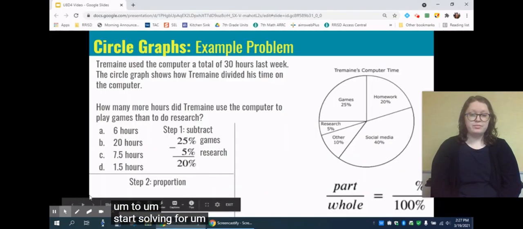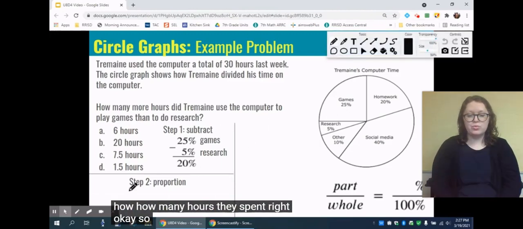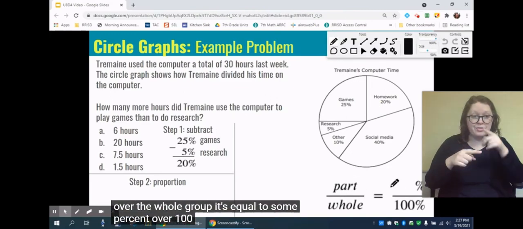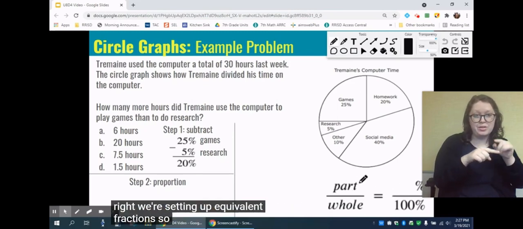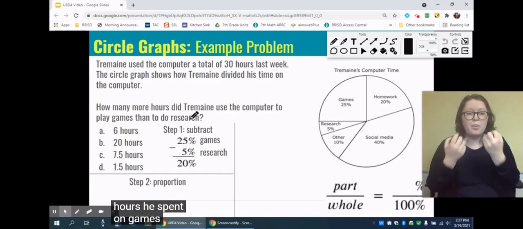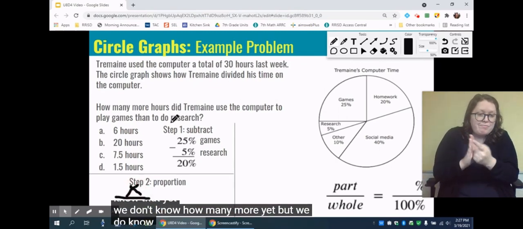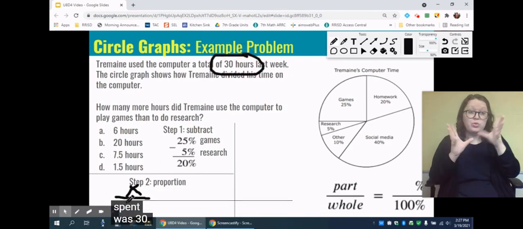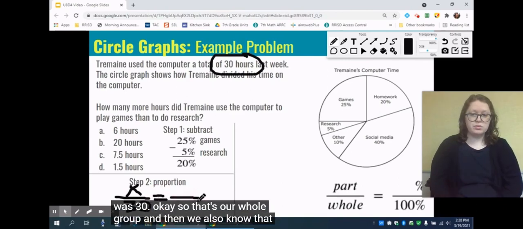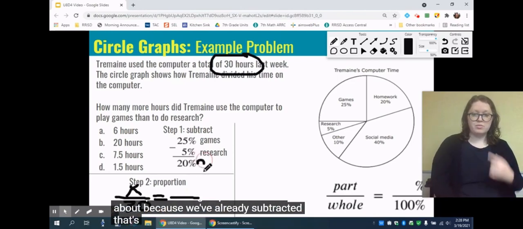To start solving for how many hours they spent, we know that for a proportion, it's the part of the group over the whole group is equal to some percent over 100%. We're setting up equivalent fractions. The part of the group that I care about is how many more hours he spent on games than research. We don't know that yet, but we do know the total number of hours he spent was 30. That's our whole group. And the percent for the part of the group we care about, because we've already subtracted, is 20%.